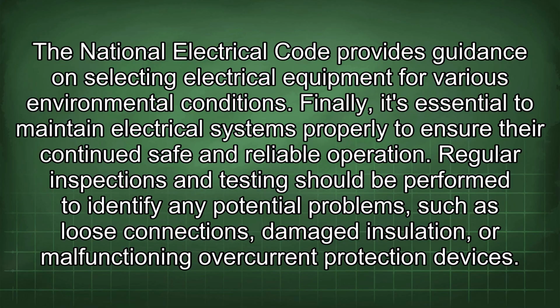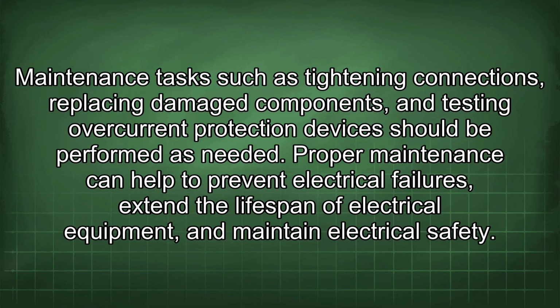Finally, it's essential to maintain electrical systems properly to ensure their continued safe and reliable operation. Regular inspections and testing should be performed to identify any potential problems, such as loose connections, damaged insulation, or malfunctioning overcurrent protection devices. Maintenance tasks such as tightening connections, replacing damaged components, and testing overcurrent protection devices should be performed as needed. Proper maintenance can help to prevent electrical failures, extend the lifespan of electrical equipment, and maintain electrical safety.